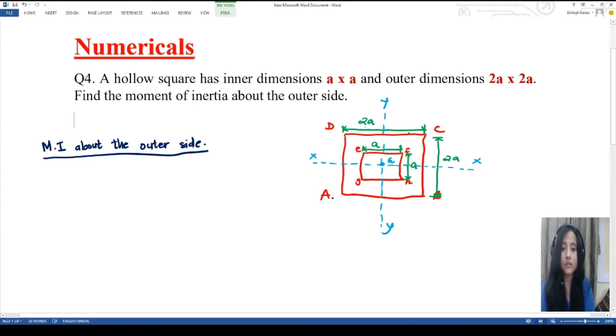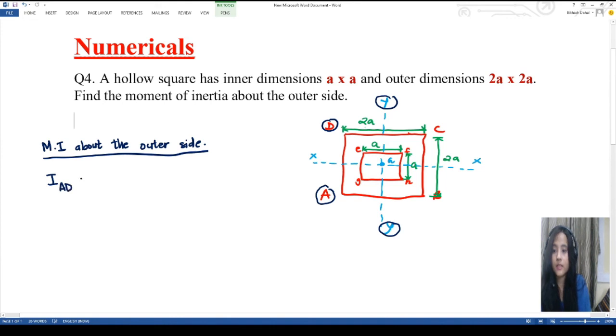So we have done lots of numericals with axis running parallel with x axis. So this time let us do axis running parallel with y axis. So let us take AD plane running parallel with y axis, right? So let us take outer side AD. So I have to use parallel axis theorem here.